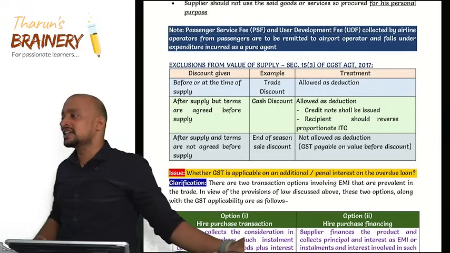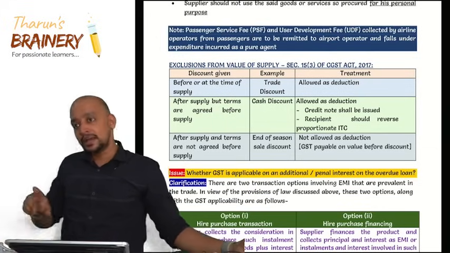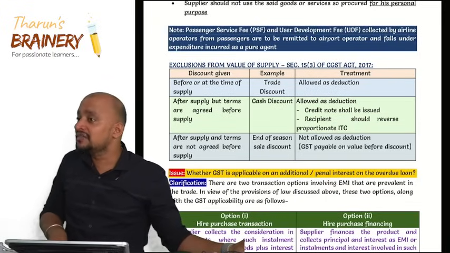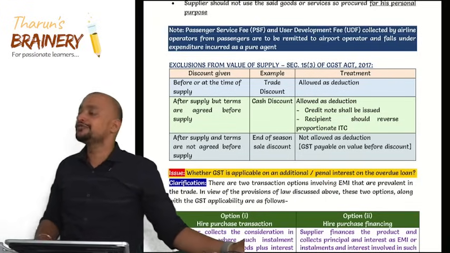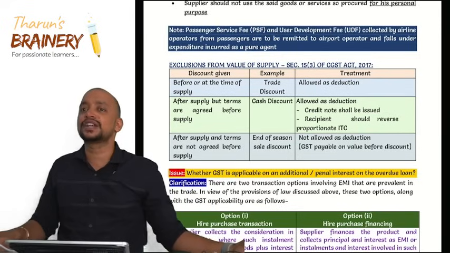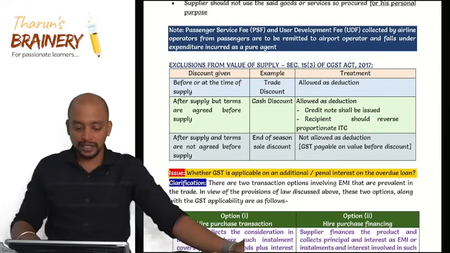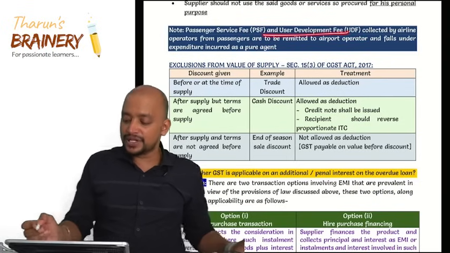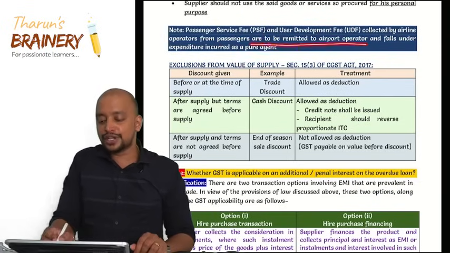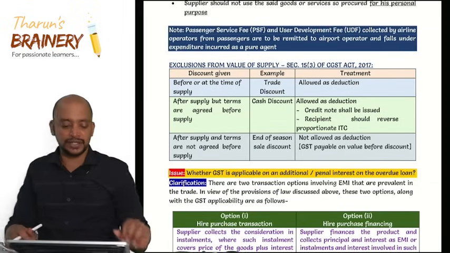How is the airline acting as a pure agent? Actually, this UDF and PSF is whose liability? Passenger liability. But who is paying? Airlines is paying, and in turn recovers it from the passenger. So therefore they are acting as a pure agent, and that should not be included in their value, which means the airline is required to pay GST on what? Only the ticket amount that they are collecting from the passenger. So passenger service fee and user development fee collected by airline operators from passengers are to be remitted to airport operators and fall under expenditure incurred as pure agent.